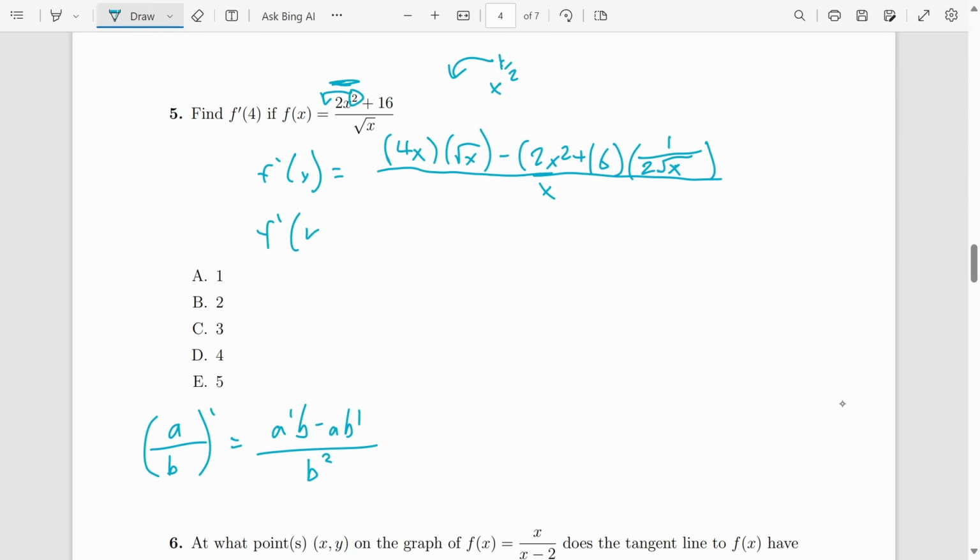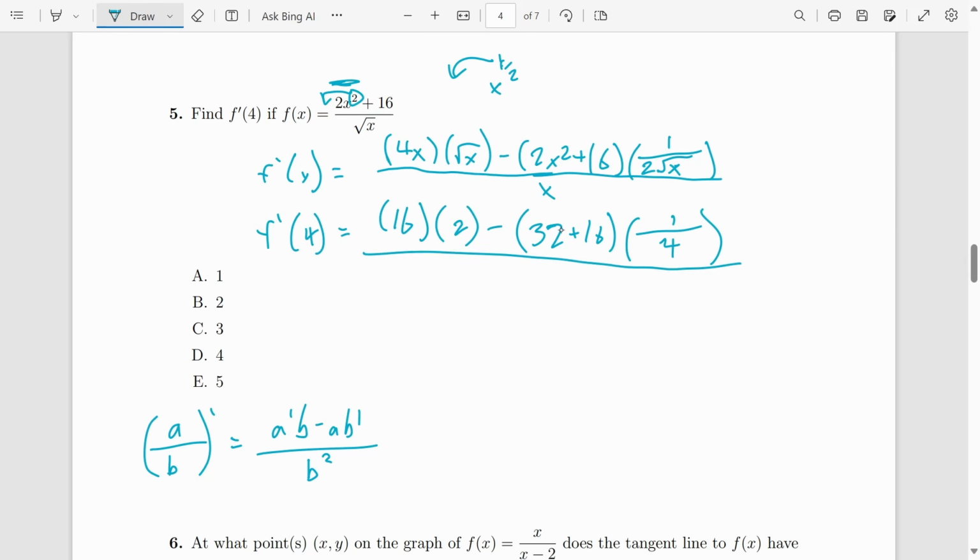So f prime of 4 equals 4 times 4, which is 16, square root of 4, which is 2, minus 2 times 4 squared, so that's going to be 16 times 2, which is 32, plus 16. I'll try not to do too many steps at once. And then our last term is 1 over 2 times square root of 4, which is 2. 2 times 2 is 4, all over 4. Evaluating further, we get 16 times 2, which is 32.